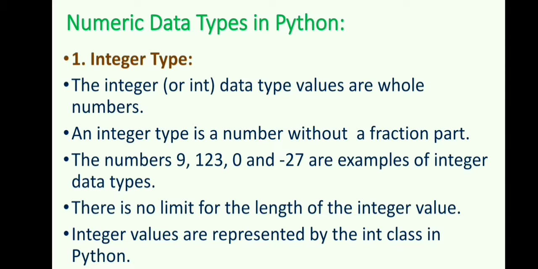Integer type. The integer or int data type values are whole numbers. An integer type is a number without a fraction part, that is, numbers without a decimal point. The numbers 9, 123, 0 and minus 27 are examples of integer data types. There is no limit for the length of the integer value, apart from what can be stored in available memory. Integer values are represented by the int class in Python.